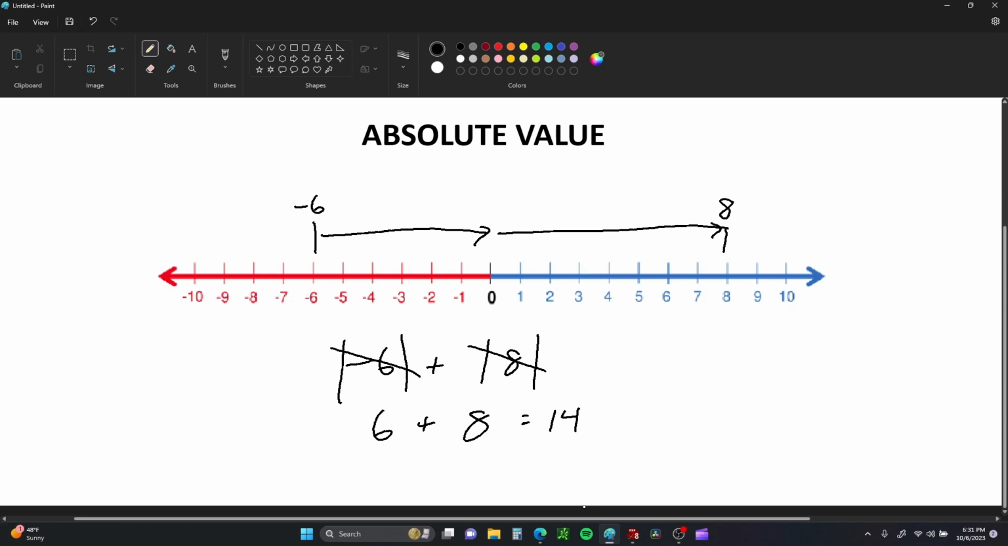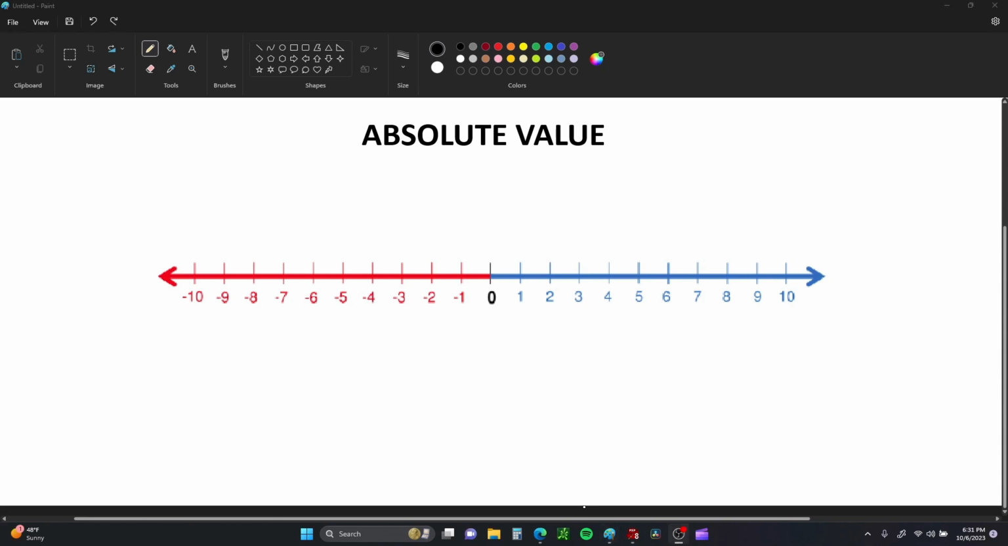That might seem like a pretty simple idea, but what if the numbers are on the same side of zero? In this example, I'm going to take the number 2 and I'm going to take the number 5. And I wouldn't add the absolute value of 2, which is 2, to the absolute value of 5, which is 5. So 2 plus 5 is 7. These are not 7 spaces away from each other. They're only 3 spaces away. So what happens when the numbers are both on the same side of zero is you actually subtract their absolute values.